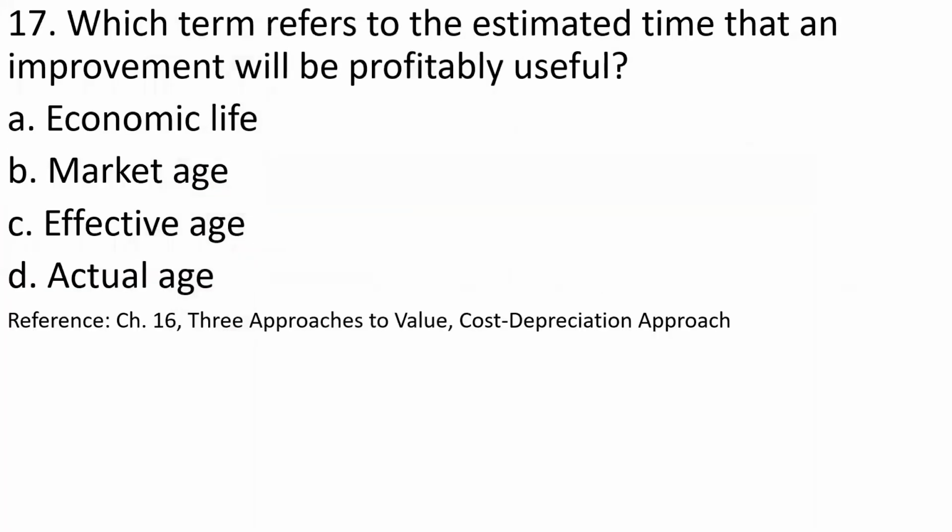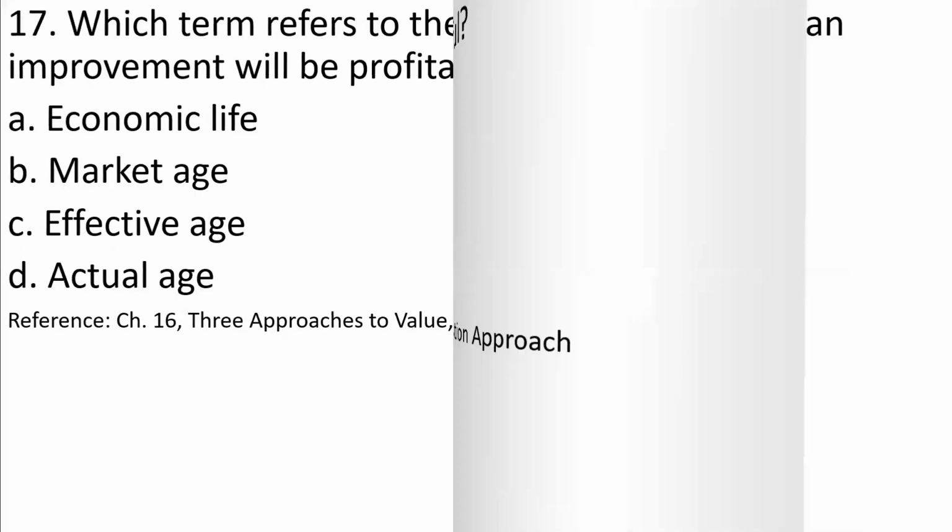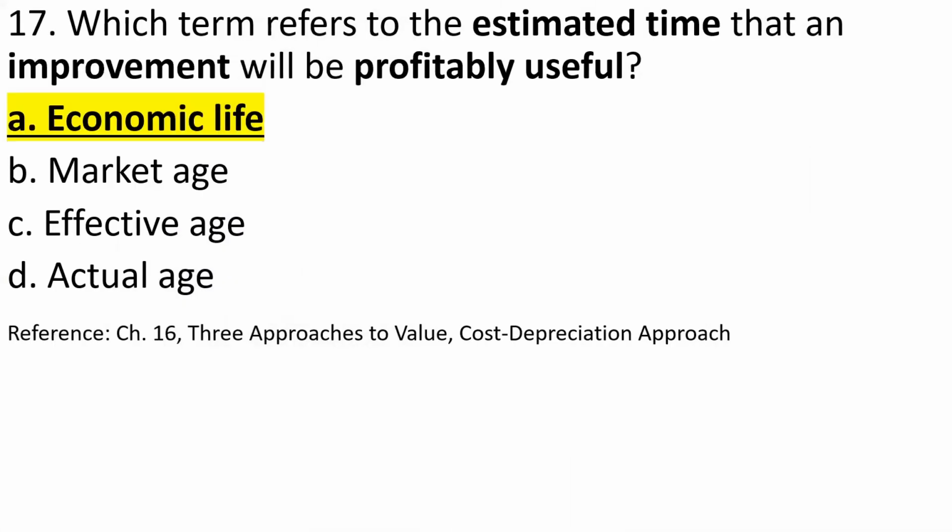Number 17, which term refers to the estimated time that an improvement will be profitably useful? Well, very simple. Look at it. Estimated time improvement will be profitably useful. Almost every home is built to last a specific time frame. And that time frame is really the economic life of the building. So that would be economic life.